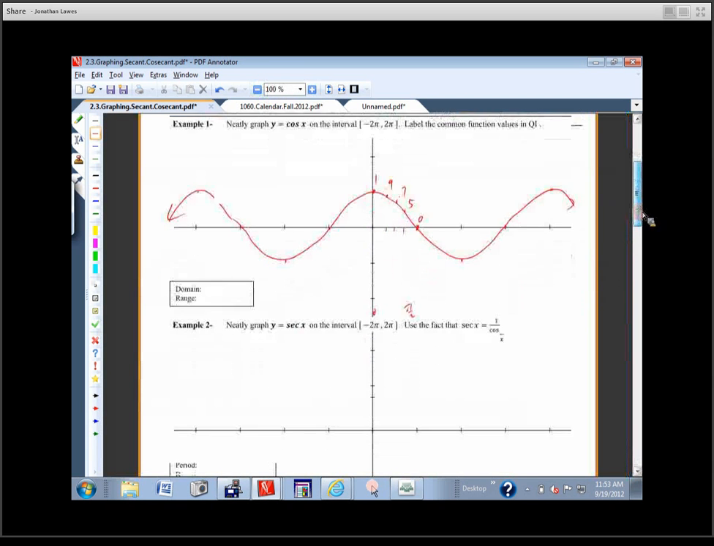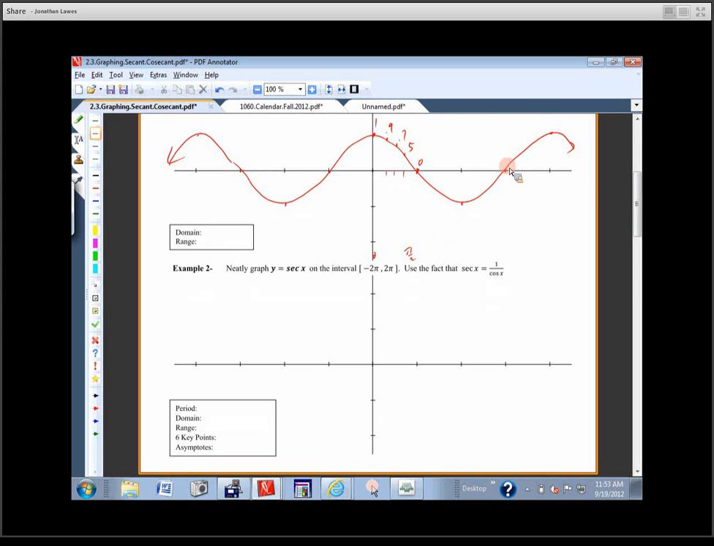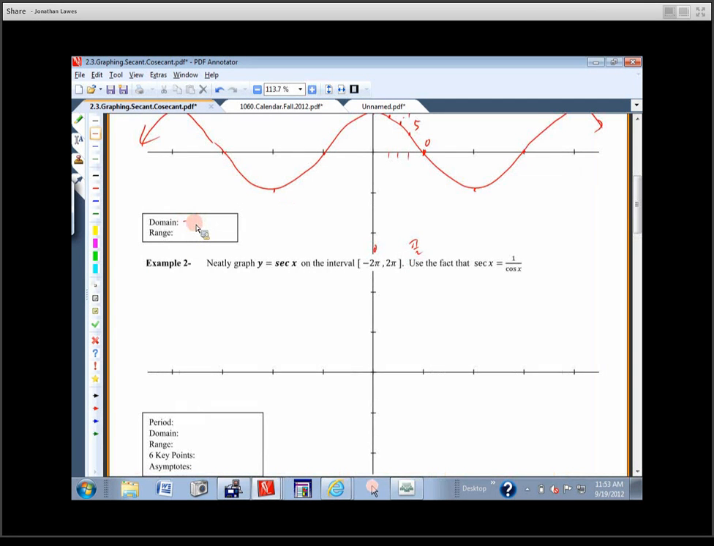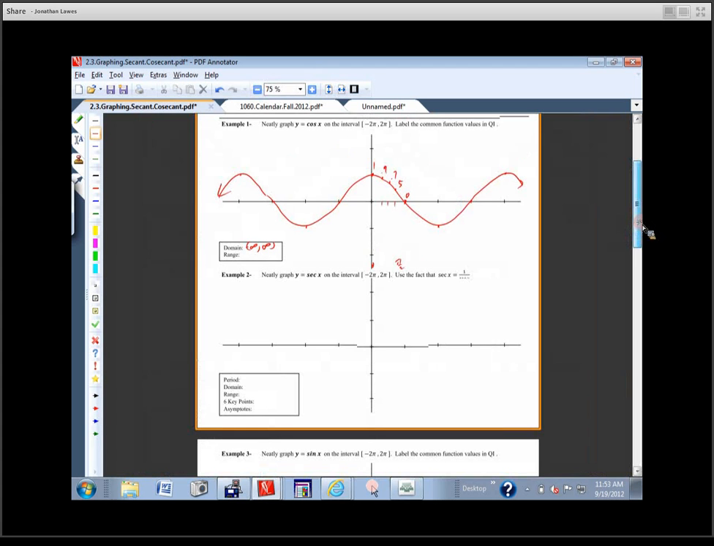I'm going to slide this up so we can see that one at the same time. Oh, I forgot to do this. What's the domain? What's okay to plug into this cosine function? Negative infinity to infinity. It goes forever in both directions, right? What's the range? Negative 1 to 1. And it includes those, right? Okay. All right. You still see okay?